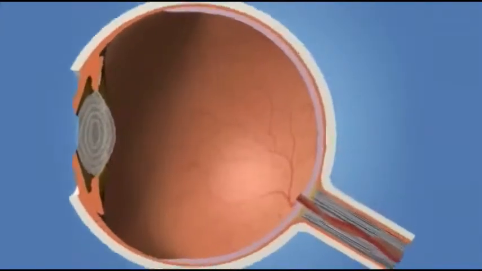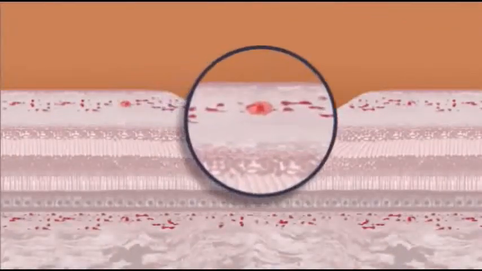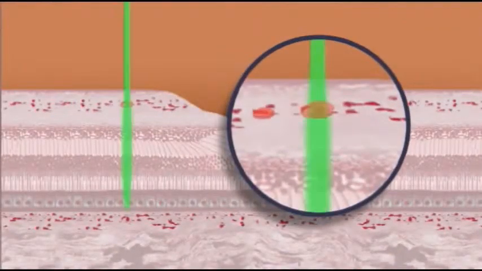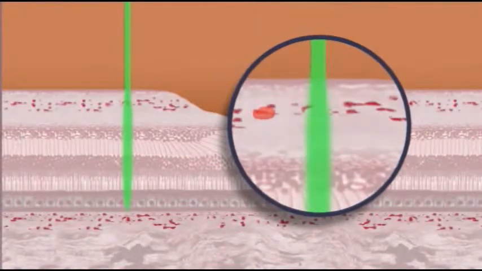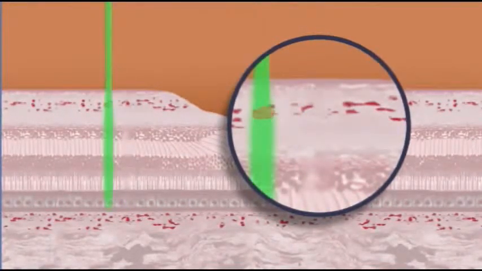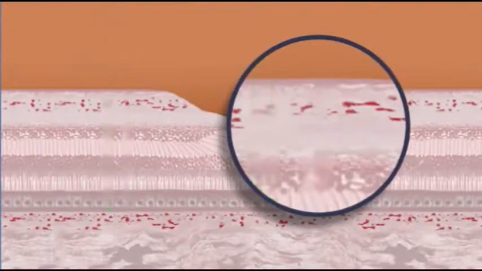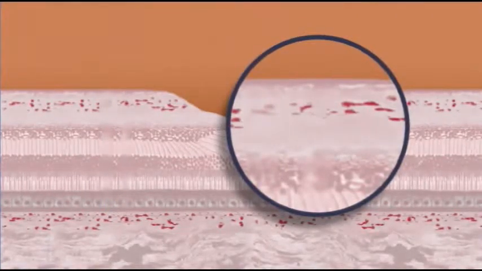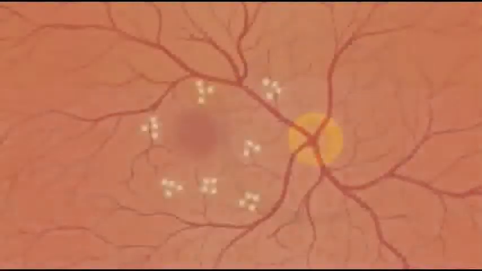For macular edema, the laser is focused on the retina around the center of the macula. The laser is not applied directly to the center of the macula, as this would reduce central vision. The main goal of treatment is to seal off leaking blood vessels that interfere with proper function of the macula.